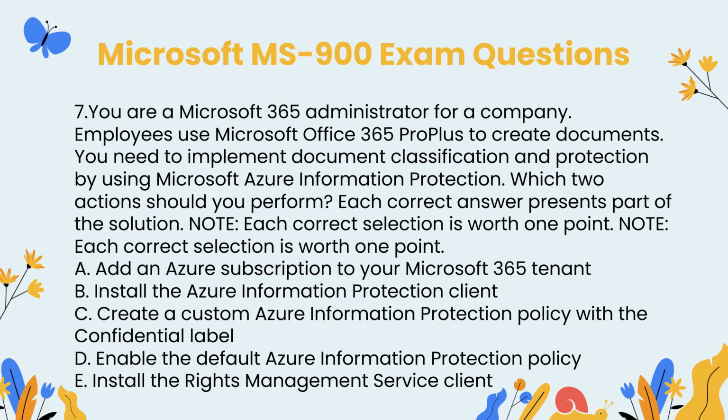A. Add an Azure subscription to your Microsoft 365 tenant. B. Install the Azure Information Protection Client. C. Create a custom Azure Information Protection policy with the confidential label. D. Enable the default Azure Information Protection policy. E. Install the Rights Management Service Client.